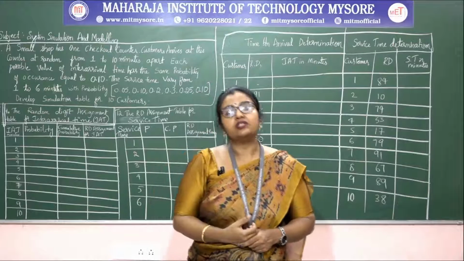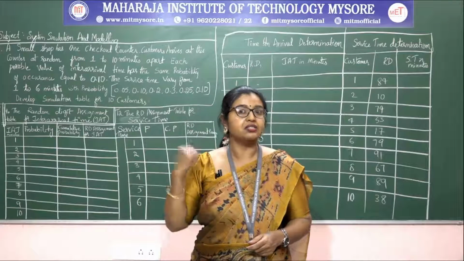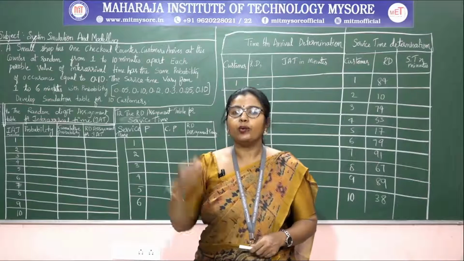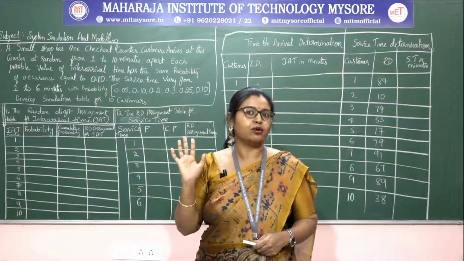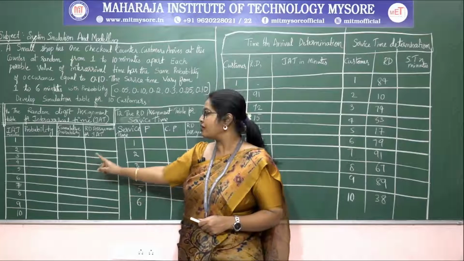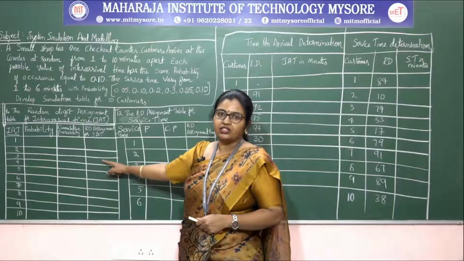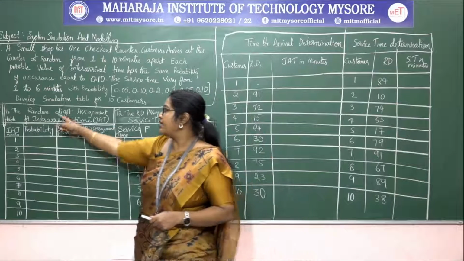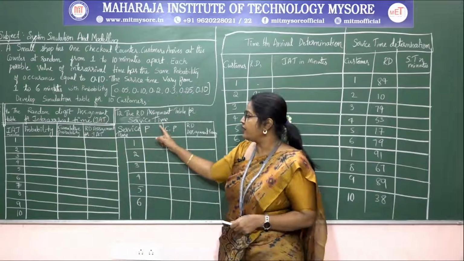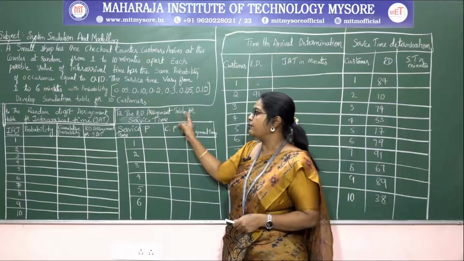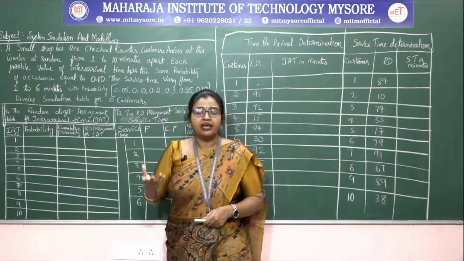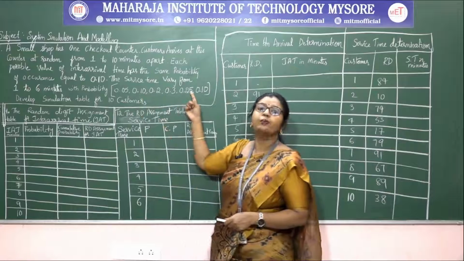So first let us concentrate on how to develop the simulation table. In order to develop the simulation table itself, we need to construct a number of tables. The first table is the inter-arrival time distribution table. That is the random digit assignment table for inter-arrival time that we need to generate, and then we need to generate the random digit assignment table for service time. Why? Because here they have not given the time. Instead they have given the probability.